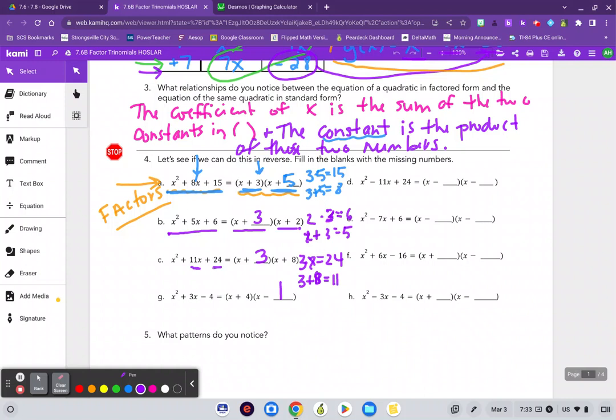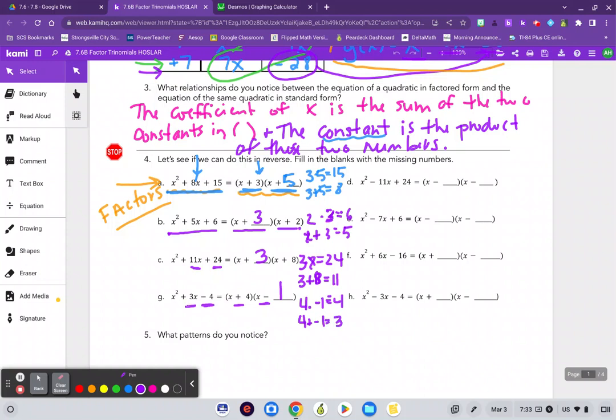This one in G was a little bit different because I had a plus and a minus, right? So 4 times negative 1 gets me that constant of negative 4 right here. And 4 plus negative 1 gets me that positive 3, so it works out.